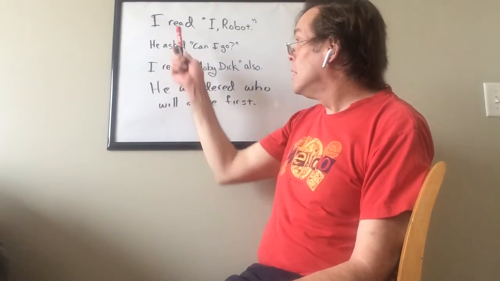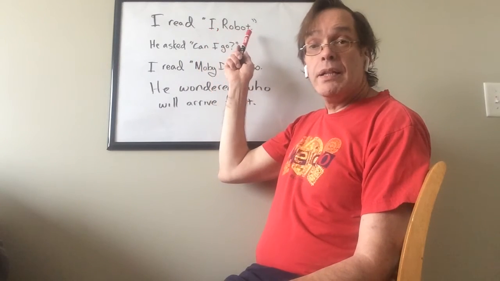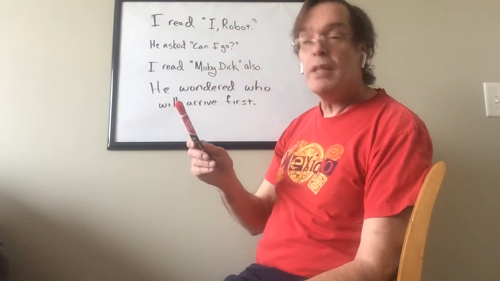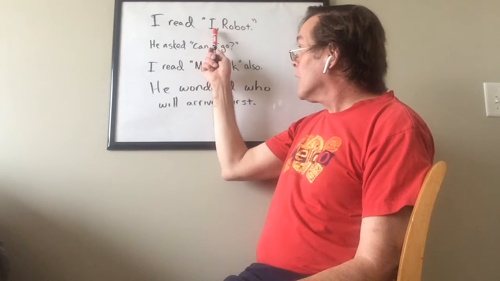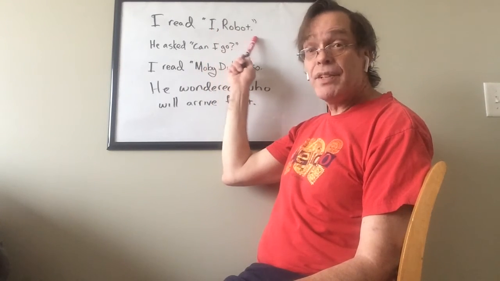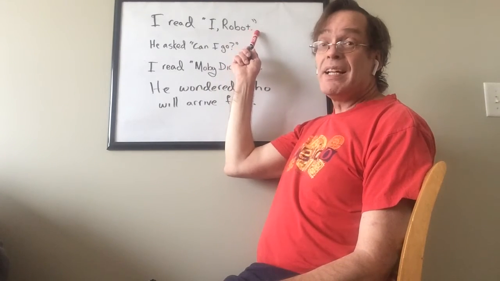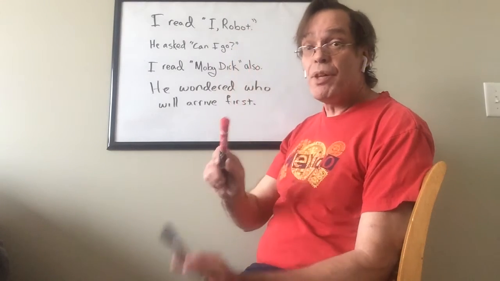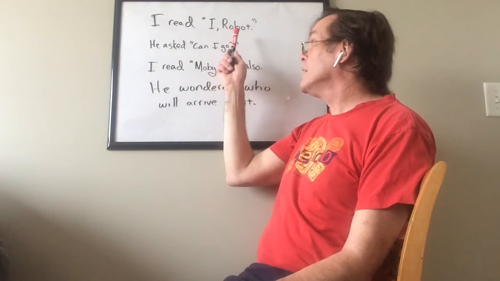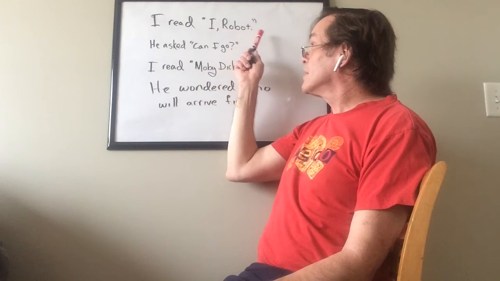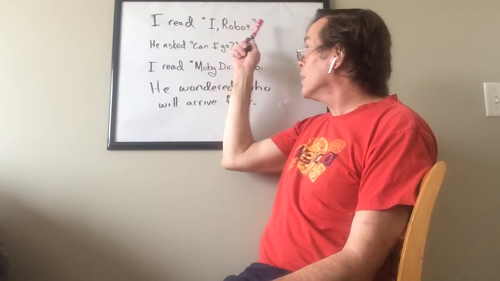The first sentence, I read "I, Robot." "I, Robot" is the title of a book or a movie, and so it's put in quotes. Now, because this is the end of the sentence, it gets a period, but the period is put inside of the quotes, even though in the actual title of the book or movie, there is no period. But because it's the end of the sentence, it uses a period and the period has to go within the quotes.